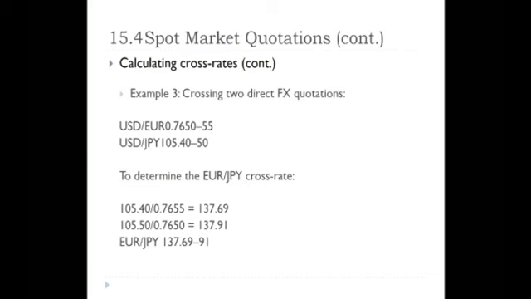Does that make sense? 105.40 is matched to 0.7655, bid to offer. And then I have 105.50 is matched to 0.7650, bid to offer. Couple of things. When you're doing a calculation, you'll know if you've done it wrong. If I'm doing a yen calculation to a euro, clearly here I can see in common terms that units of yen are worth less than units of euro. So my answer must reflect that.